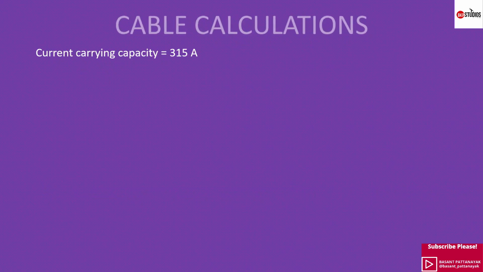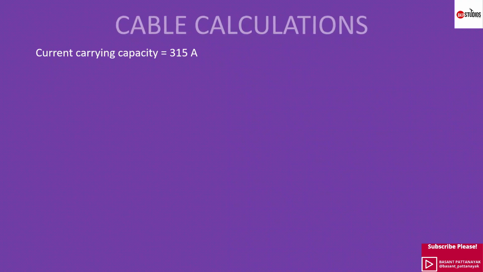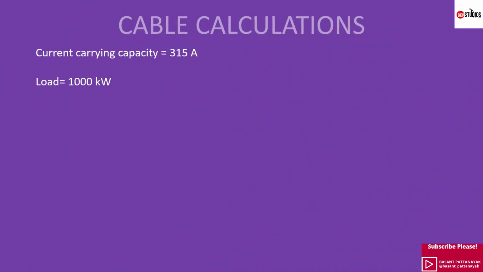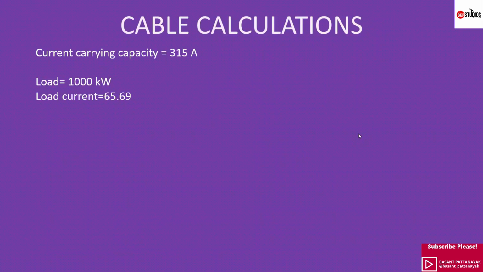Then we have to cross check it with the load current. So what is the logic? Cable current carrying capacity is always greater than load current divided by correction factor. Assume our load is 1000 kilowatt or 1 megawatt. What will be the load current? Just enter the values in our Excel sheet. Voltage equal to 11,000 volts. Load equal to 1000 kilowatt. So what is our current? The load current is 65.69.